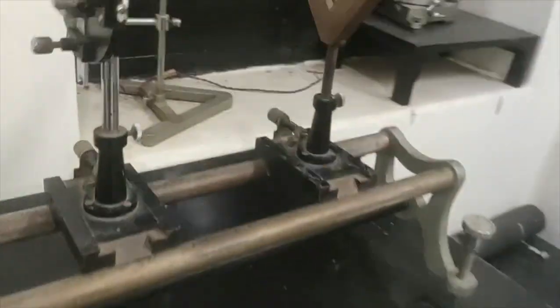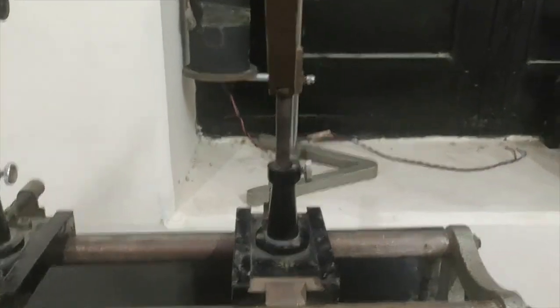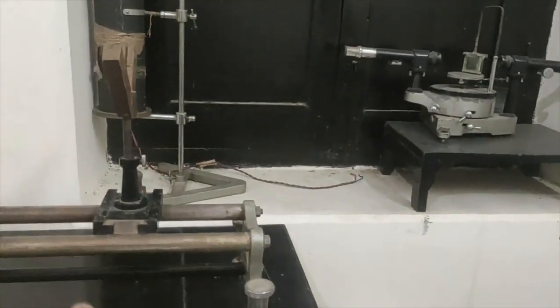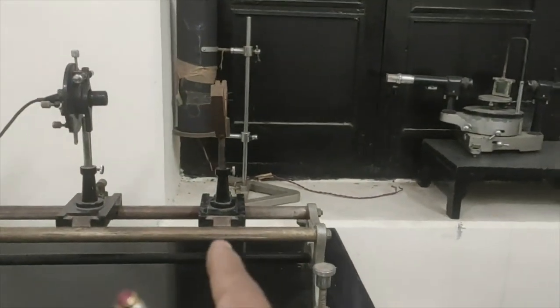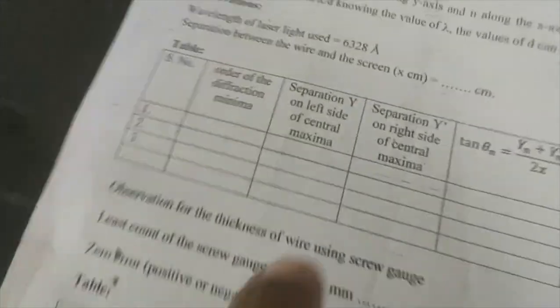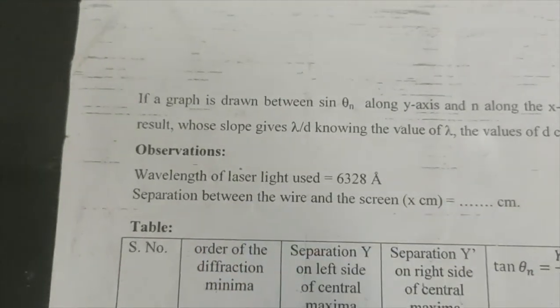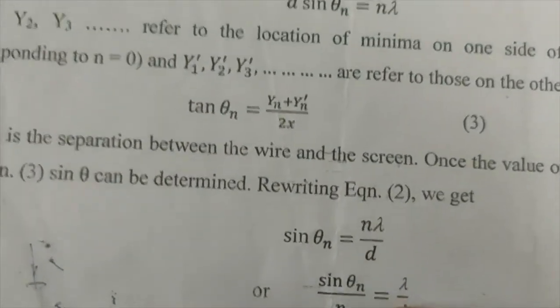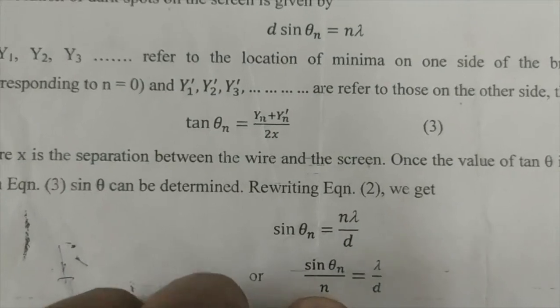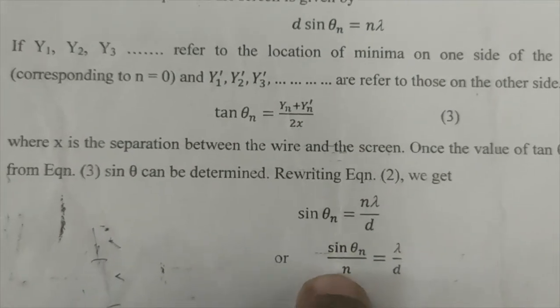The wire is placed at this position, and we have to measure from the screen on the wall to the wire location. We have to find out this distance, which is denoted as x in this experiment. So we are going to use the wavelength 6328 angstrom in this formula, where d is the wire thickness, and n is the order of the spectrum.